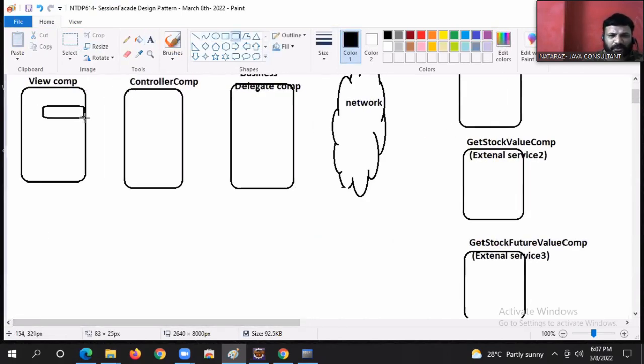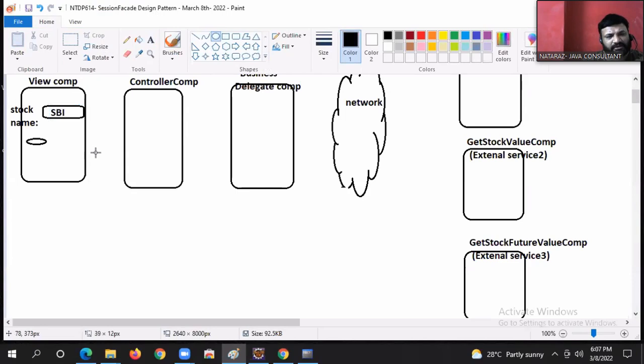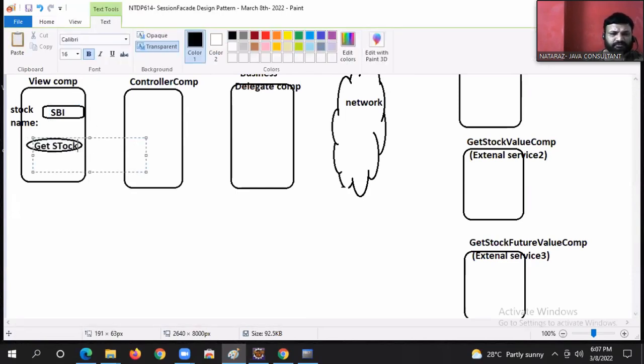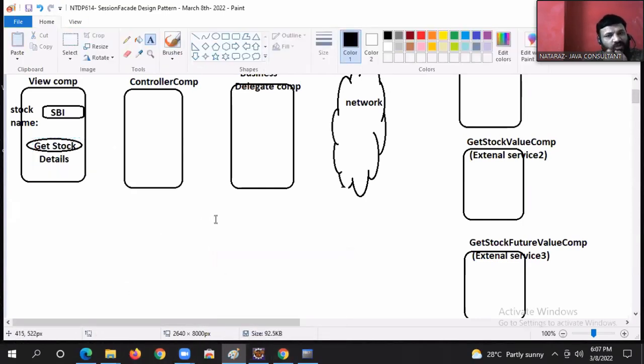Here is my view component. Here I am passing the stock name, SBI. Here is my get stock details. Are you understanding my statement, boss?